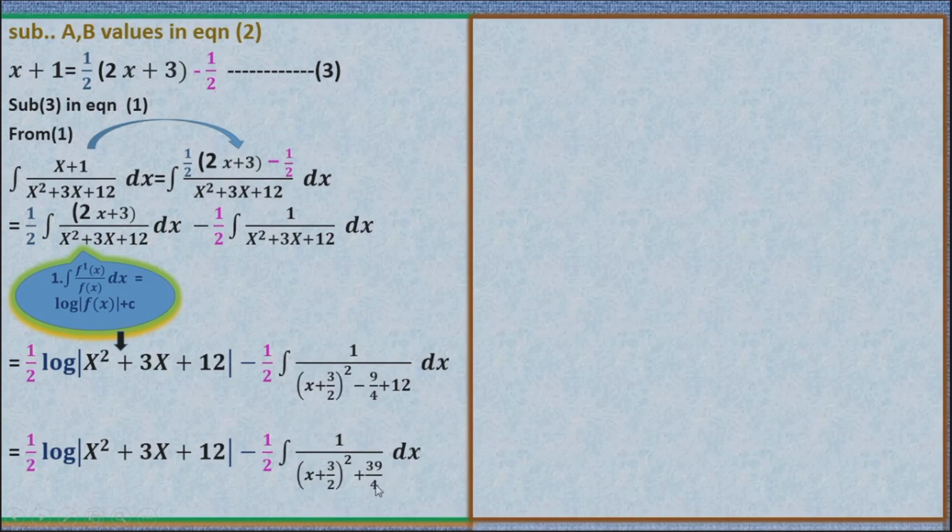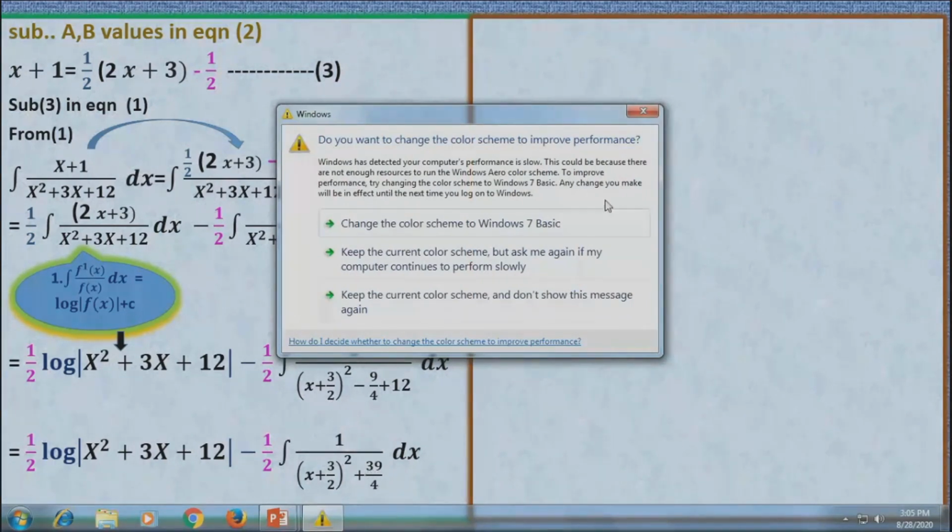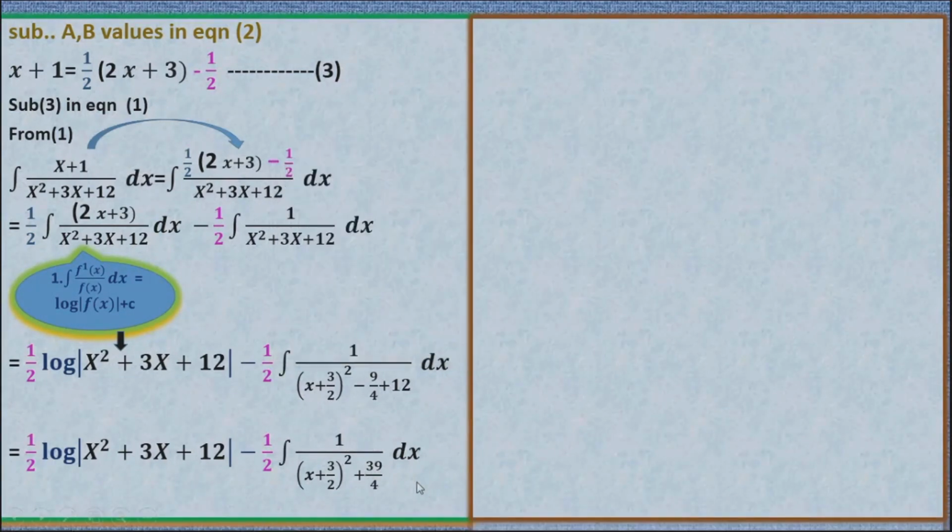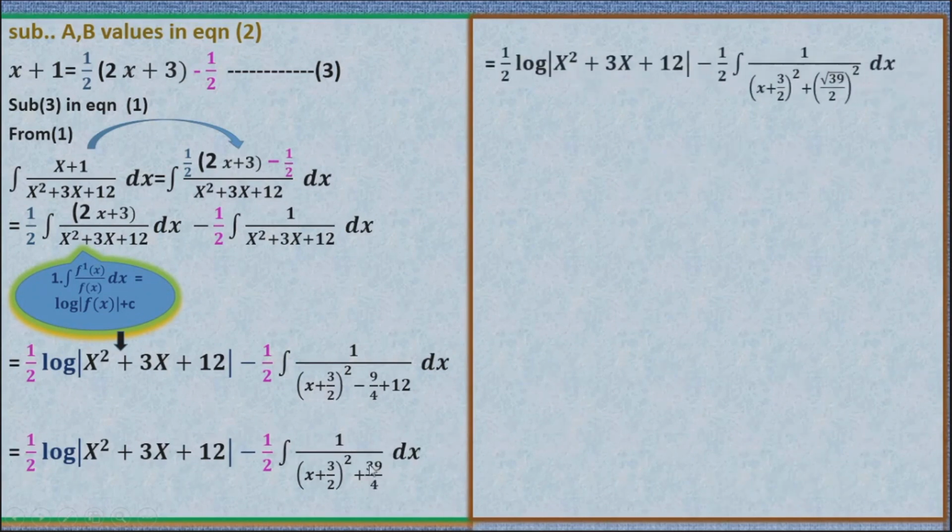So in the next step, here 39 by 4, how can we write it? Write it in square form because the term before it is in square form. So it becomes, remaining all things are the same. Only observe how I wrote 39 by 4 here. 39 by 4 can be written as (root 39 by 2) whole square. So it becomes 1 by (x plus 3 by 2) whole square plus (root 39 by 2) whole square into dx.